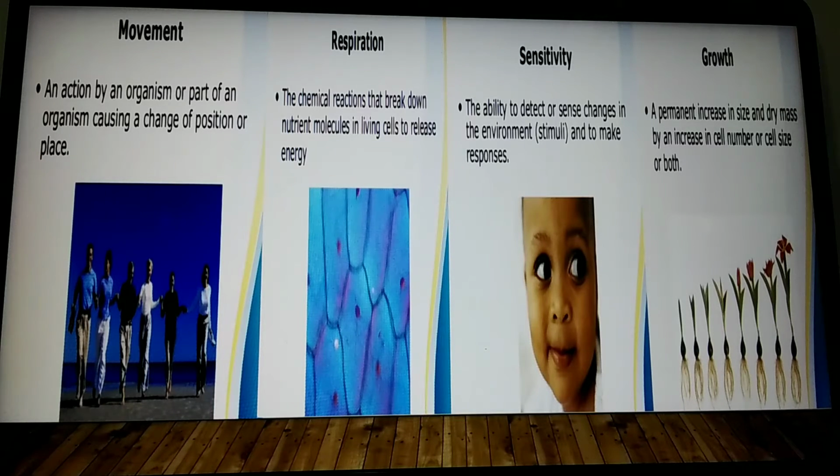this characteristic of sensitivity. For example, when you touch a hot plate, immediately you remove your hand. So here the stimulus is the hot plate and the response is removing the hand immediately. Next, growth. A permanent increase in size and dry mass by an increase in cell number or cell size or both at a time is called growth. For example, the shirt you wore in the first class, can you wear it now in class 6? No, because you have grown. This size and shape change in the living organism is nothing but growth.